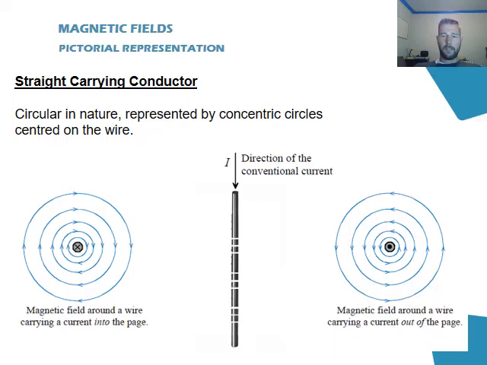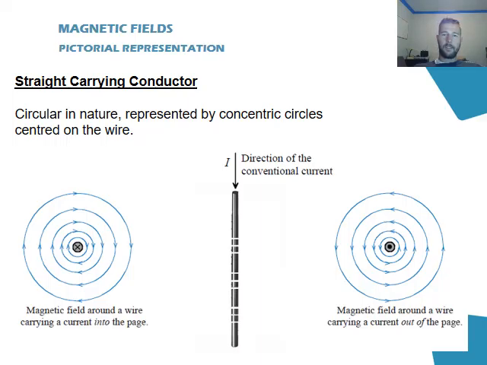Now we can remember this by thinking about a flying arrow. So when we've got an arrow and it's flying away from us, we can see the tails at the end, so that looks like a cross. When it's coming towards us, we can see the tip, which is a dot. So that's how we can remember that.